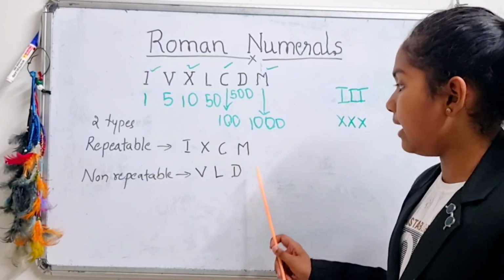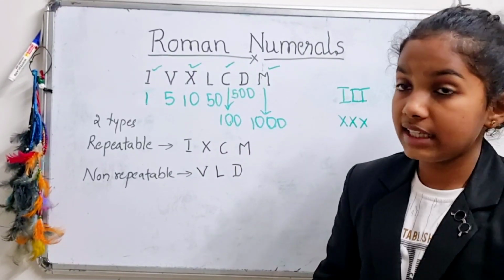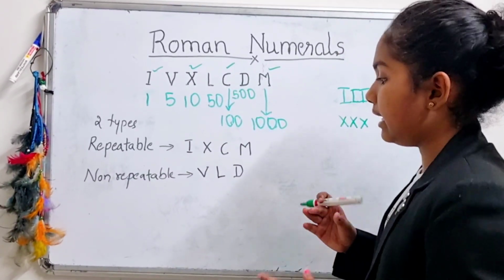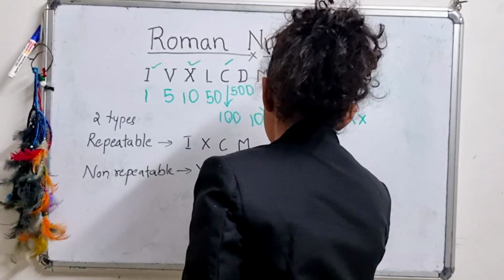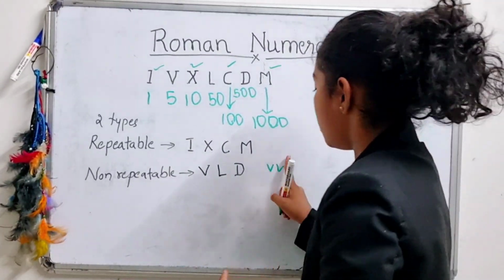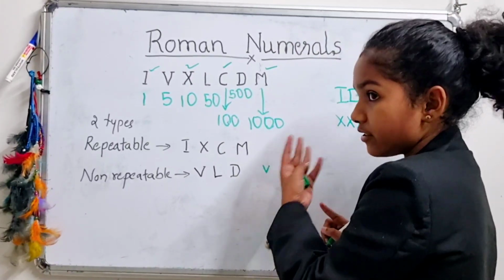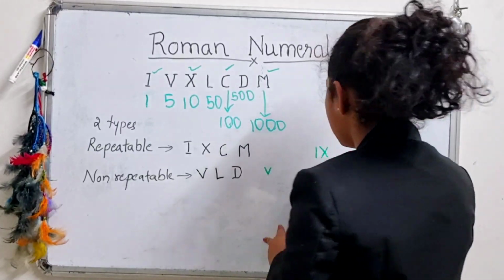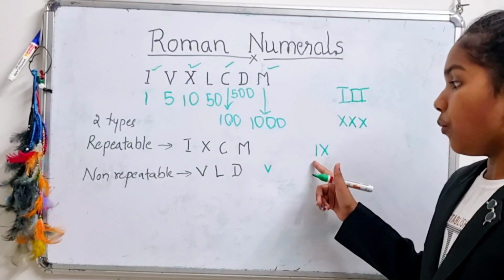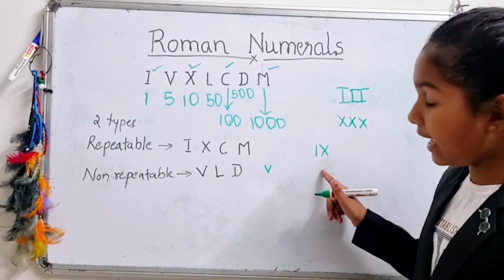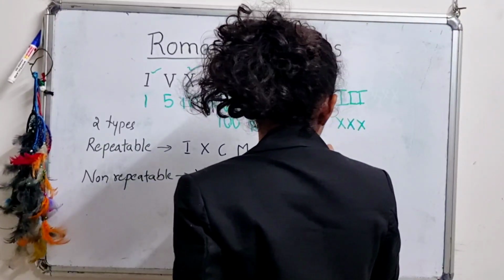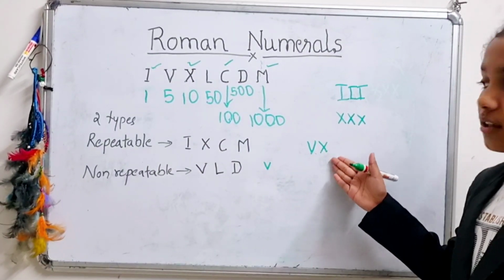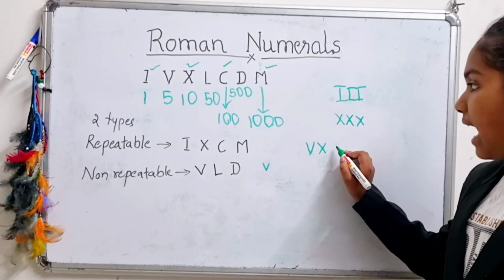V, L and D, and they can neither be repeated twice nor can you subtract them. So that means in a number you cannot write V twice and expect it to be 10. You can only write it once. So this is 5. And also when you want to write 9, you will write it like this. So 1 can be subtracted from a 10, but you cannot subtract 5 from 10 and write it like this. And this is not correct, because we already have a symbol for 5.